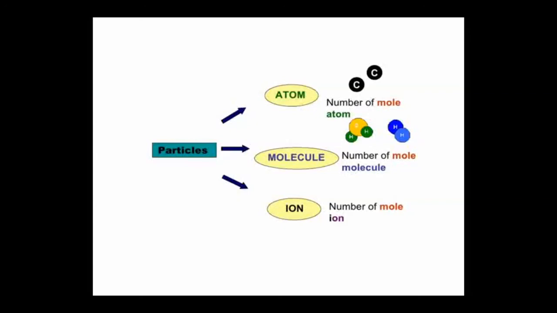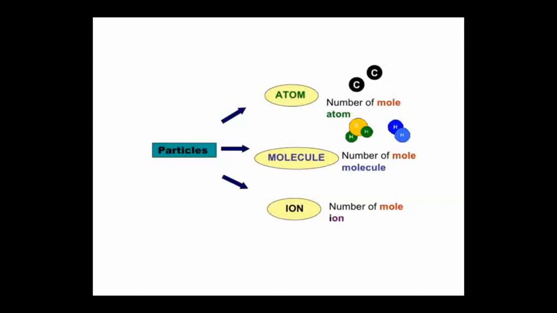If we have any atom, for example carbon, we can say number of moles of atoms. If we have any molecule, for example water, we can say number of moles of molecules. Or if we have any formula unit or any ion, for example NaCl, we can say number of moles of ions. So let me clear one thing to you, that particles means atom, molecule or ion. Okay.